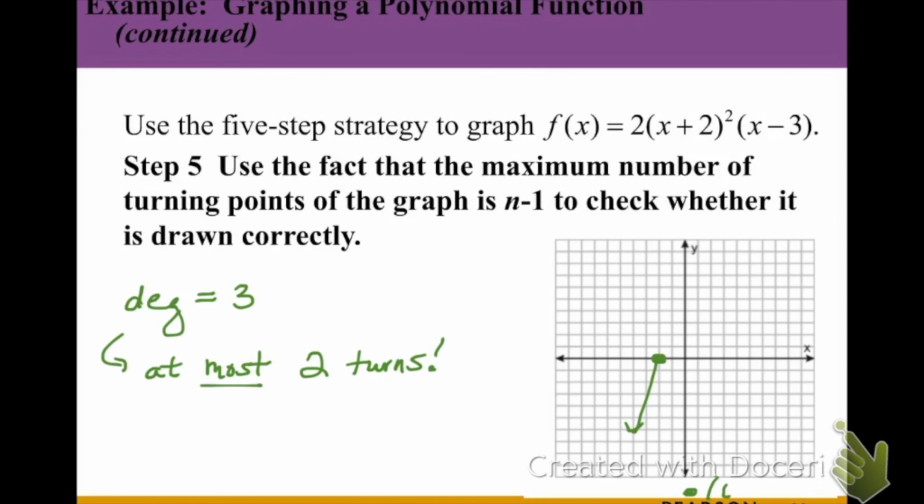If we draw our graph one more time and look at what we did here, we have that y-intercept of (0, negative 24) down there with our end behavior of the fall and the rise. And we also note that our graph only changes direction 2 times, which matches our rule. So this means that we have a pretty good idea that we have drawn this graph correctly.